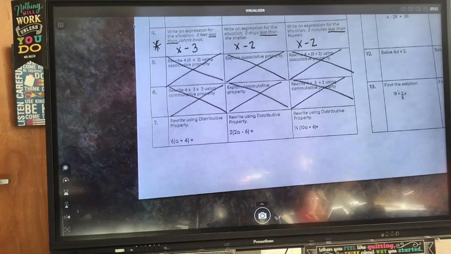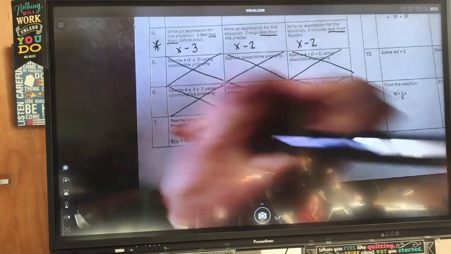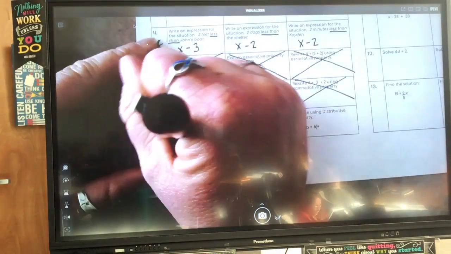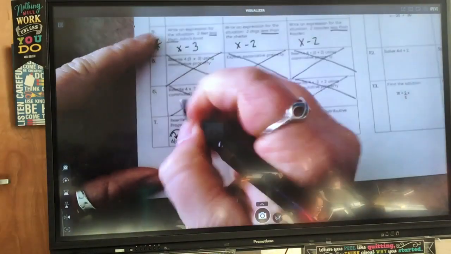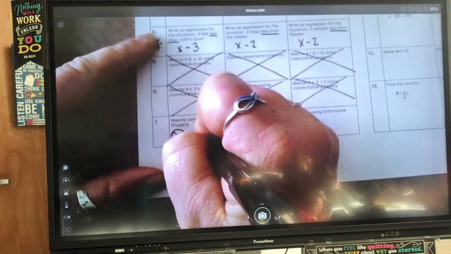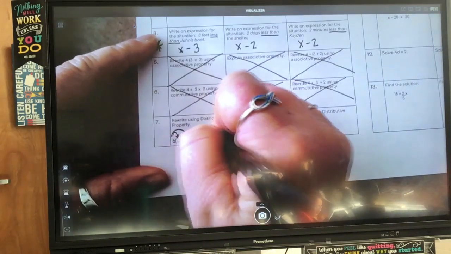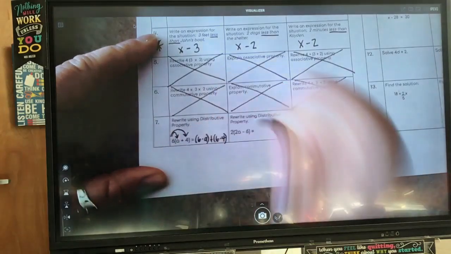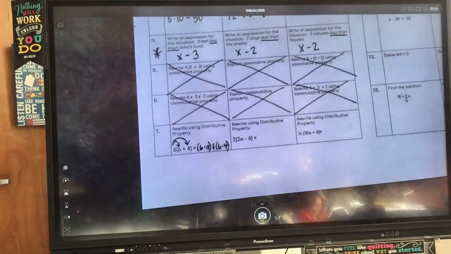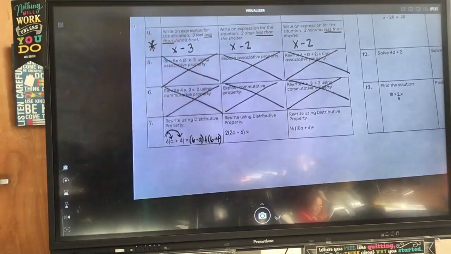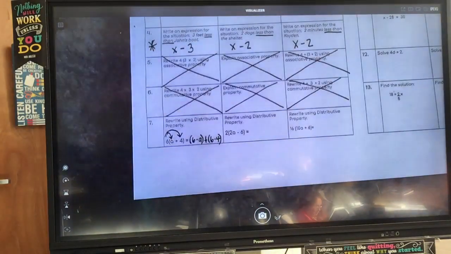Cameron? So when you distribute your number in, you end up with 6 times A plus 6 times 4. That is all this question is asking you to do. It is not asking you to solve it. It is not asking you to combine it. It's just simply asking you to distribute it.